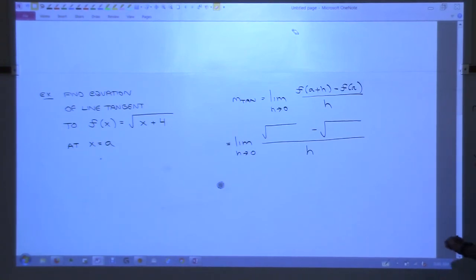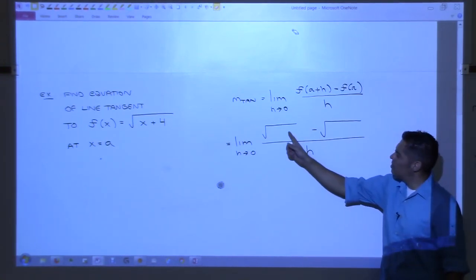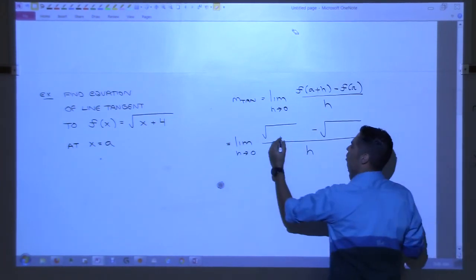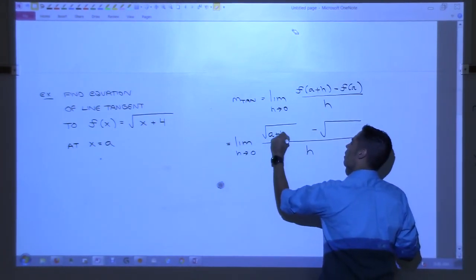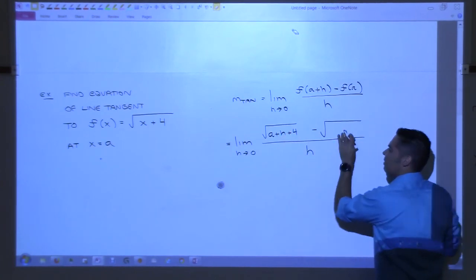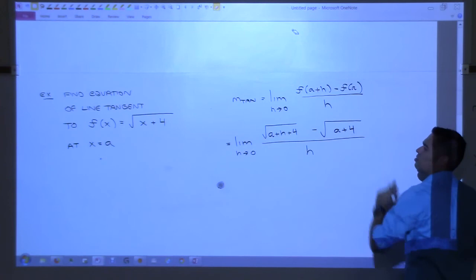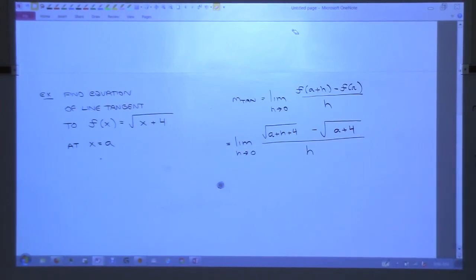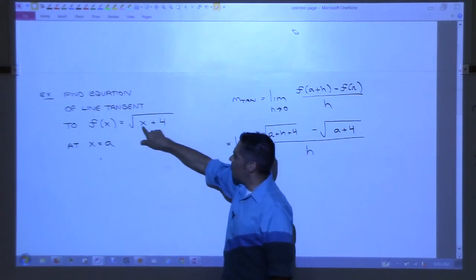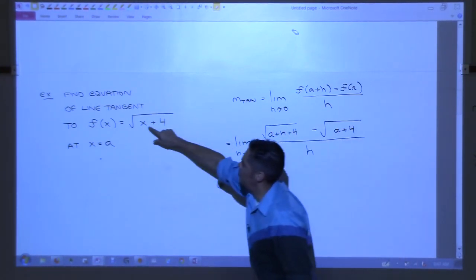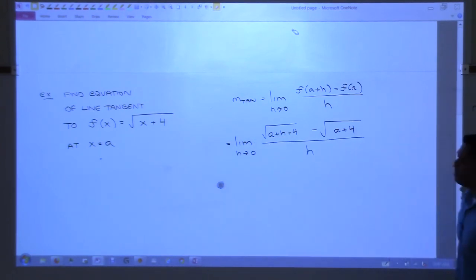I know I said 4 minutes, but who could tell me what goes under this root? A plus h plus 4, that is, the square root of a plus h plus 4. And then what about this one right here? A plus 4. This is what you should be working with. It's replacing the original function, replacing x with a plus h first, putting it here, and then minus, replacing x with just a. So is everybody at that point?